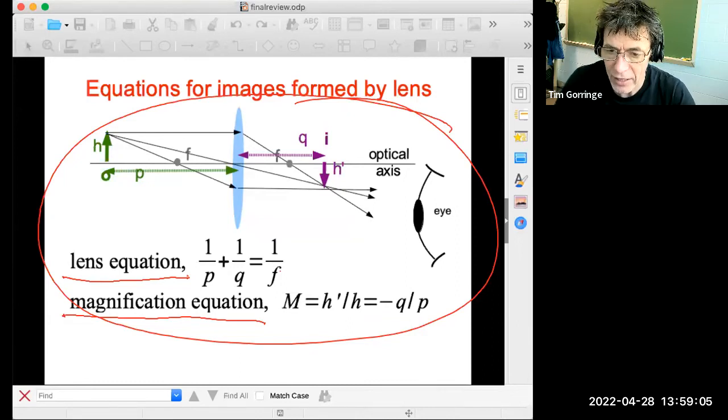So concave, converging can be real or virtual, inverted or upright, shrunken or magnified. Yes, that's completely depending on where you put the object. For a converging lens or a converging mirror, you can get real or virtual, you can get inverted or upright, and you can get minified or magnified.